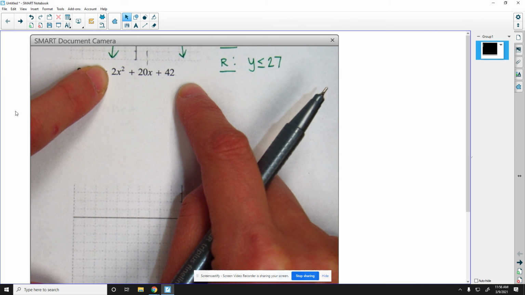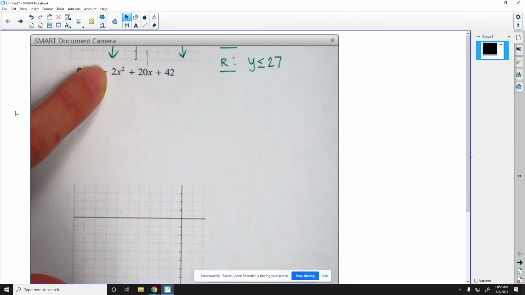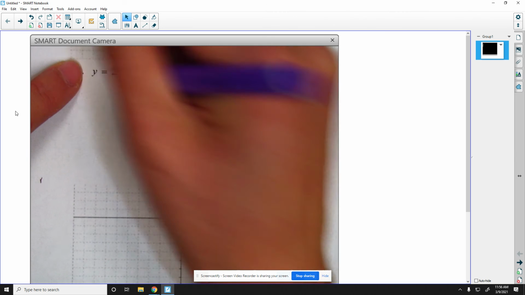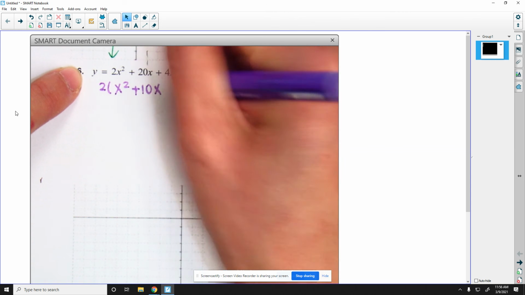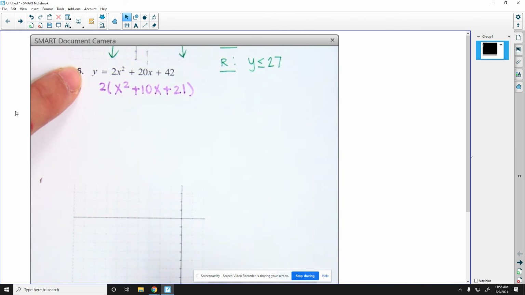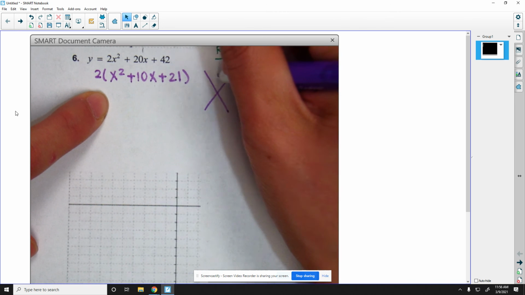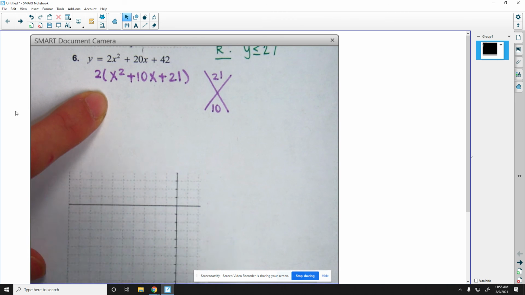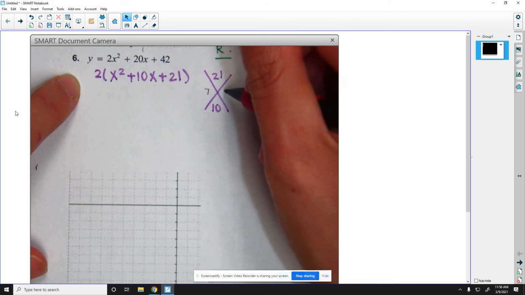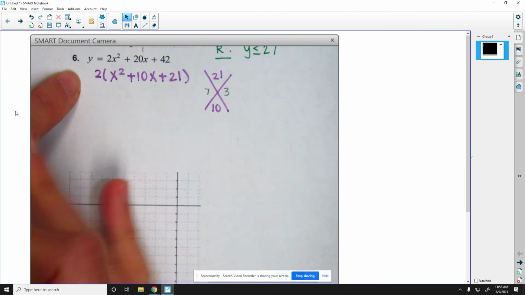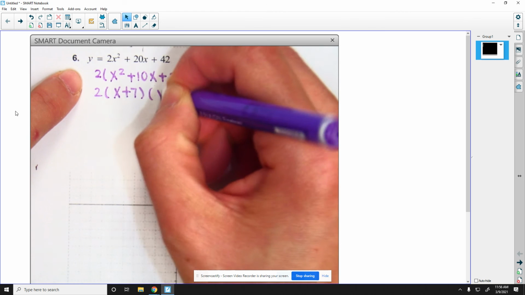There are 3 terms, so I can do big X. Nope, I can't do big X because it doesn't start with a 1. GCF. Yes, I can take out a GCF. So I can take out a 2. I would have x squared plus 10x plus 21. Now I can do big X. 21's on top, 10's on the bottom. What 2 numbers multiply to 21 and add up to 10? 7 and 3. Good mental math. So I have 2 parentheses, x plus 7, x plus 3.